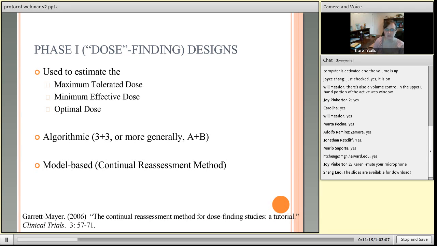the algorithmic designs. If you're in this space, there's a really nice paper, this Garrett-Mayer reference. Liz Garrett-Mayer is one of my colleagues at MUSC, and her paper in Clinical Trials actually describes the algorithm for the 3+3 design and gives a really nice tutorial on the continual reassessment method. So if you're in this space, I highly suggest taking a look at this paper.